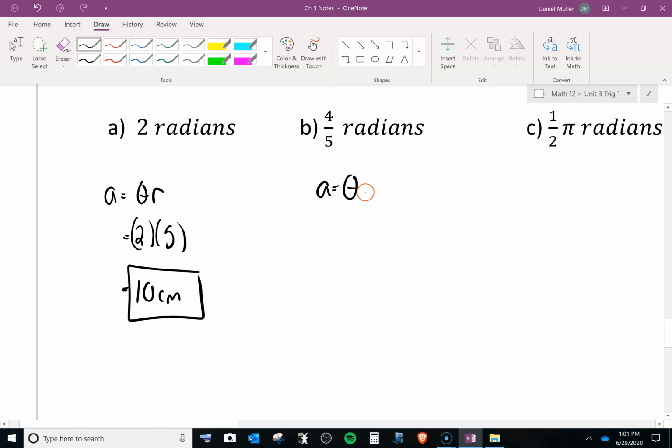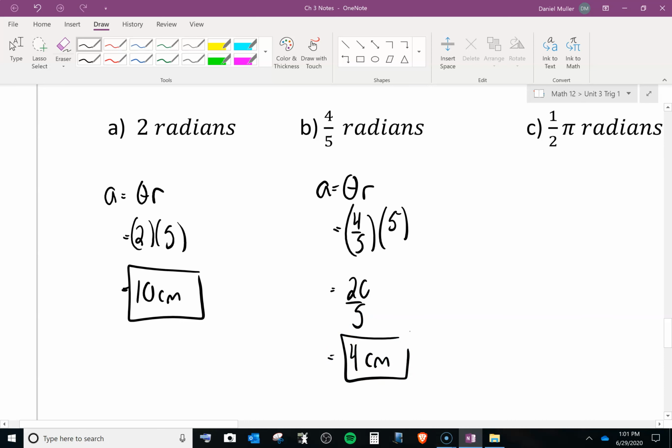So you got your radians times your radius. Now my radians is 4 over 5, and my radius is just 5. So then I get 20 over 5, which reduces just to 4 centimeters. So I have 4 centimeters as my arc length.